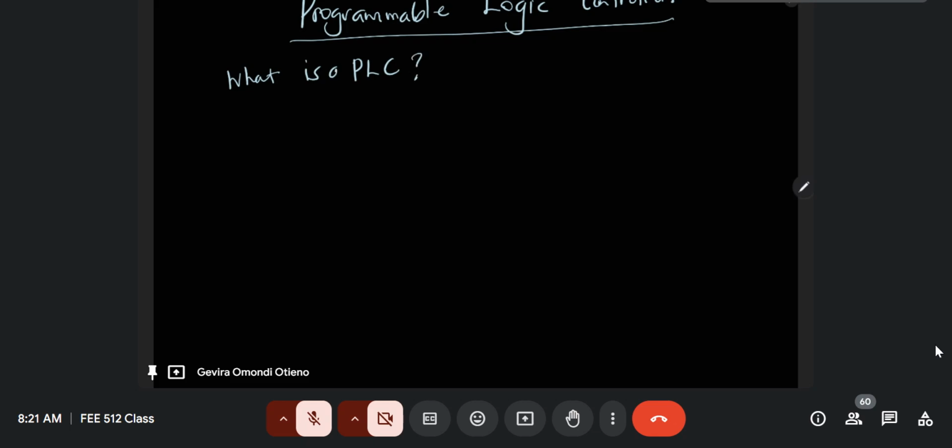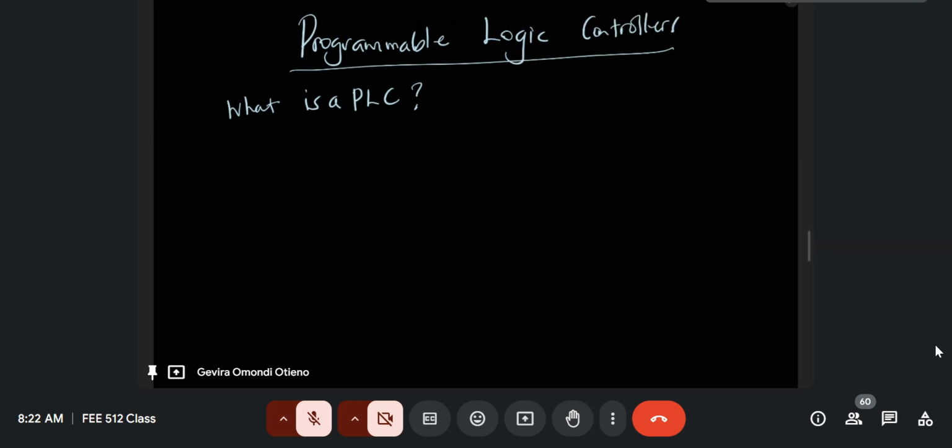So what is a PLC? There are several definitions of what a PLC or a programmable logic controller is, but one thing that we must all agree on is, one, because it's a programmable device, we can call it a computer. Number two, we use it in industrial grade operations, so we can call it an industrial computer. So basically, a PLC is an industrial grade computer that we use for automation.